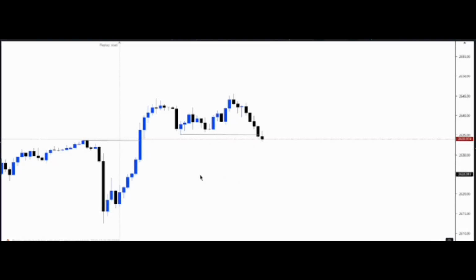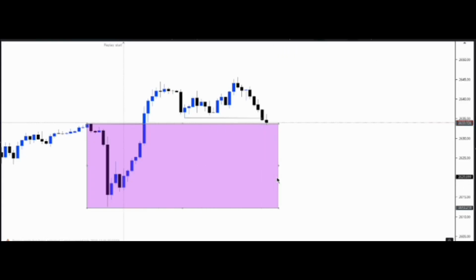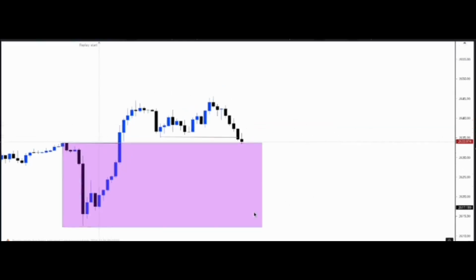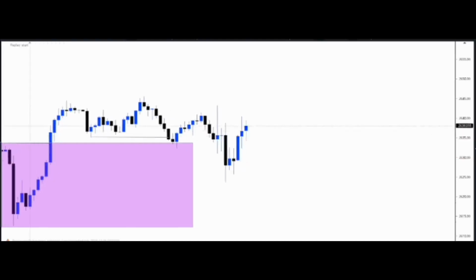After taking out that inducement, where is your area of interest? Well, your area of interest is this one here. This is your area of interest. As you can see, price is coming into it, and we don't know whether it is going to hold price. But let's see. Let's continue.